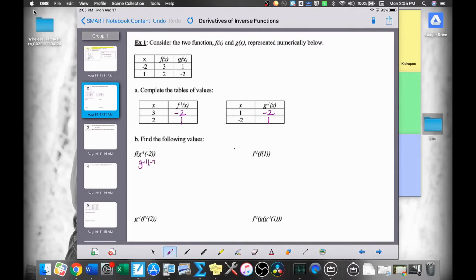And g inverse of -2, again, if we look at our table, we know that g inverse of -2 is 1, because when x is 1, g of x is -2. So g inverse of -2 should give us an output of 1. And then that means we are trying to find f of 1. And again, from our table, when x is 1, f of 1 gives us a value of 2. So that means that f of g inverse of -2 is 2.